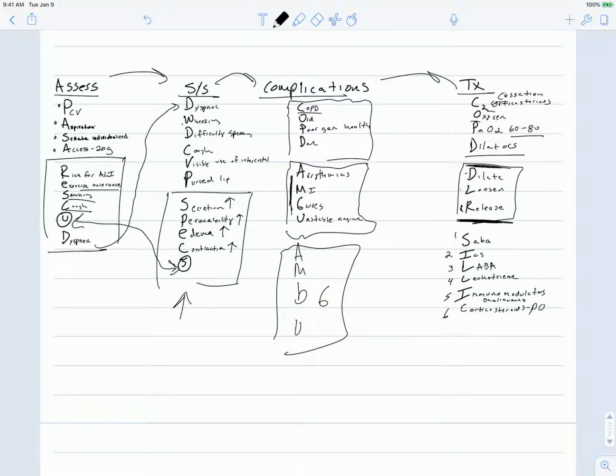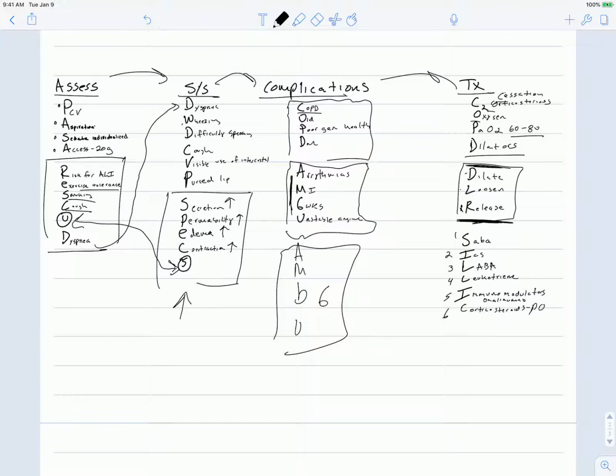So it actually stands for dilate, loosen, and release. So you're dilating with bronchodilators, you're loosening with fluids, and then you're releasing with CPT, coughing, and I ran off the page, and then postural drainage, which I don't, you get the point.